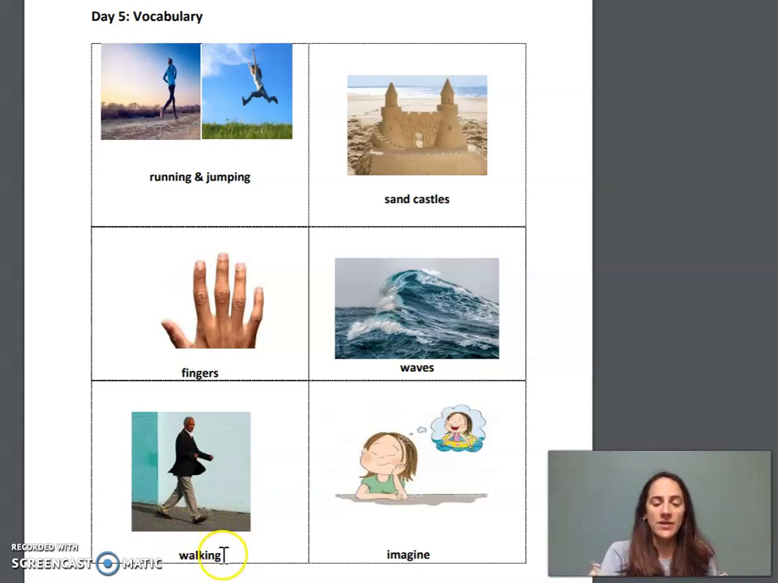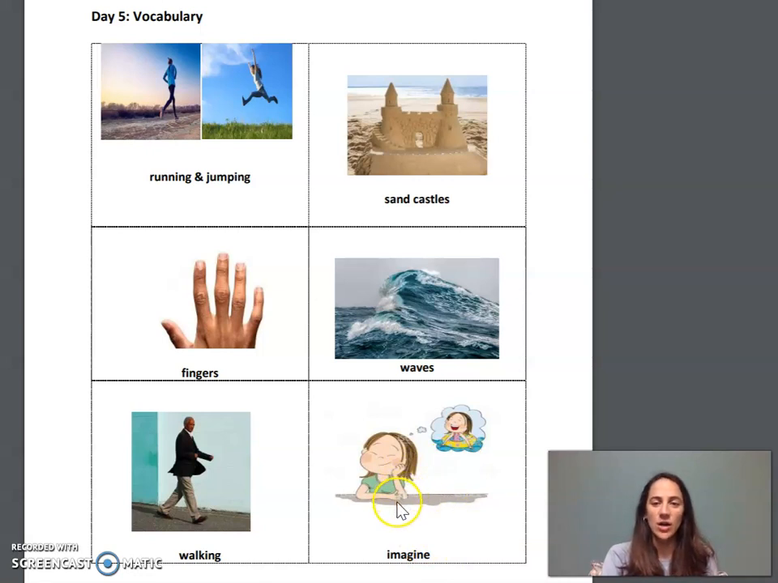And all of these words have my -ing, -ing for my actions. Repeat after me. Walking. Our last word is imagine. What do you see?